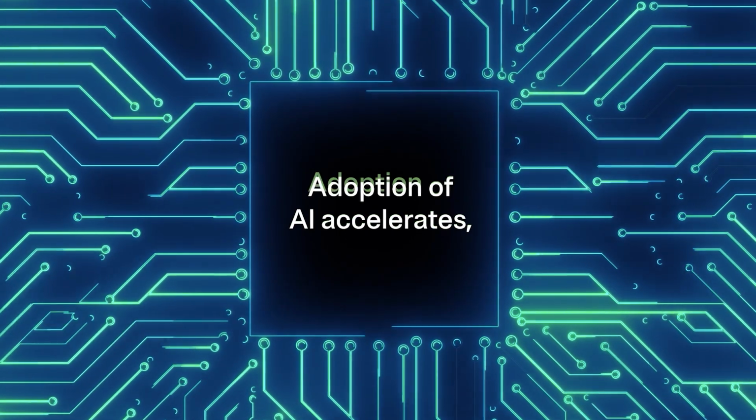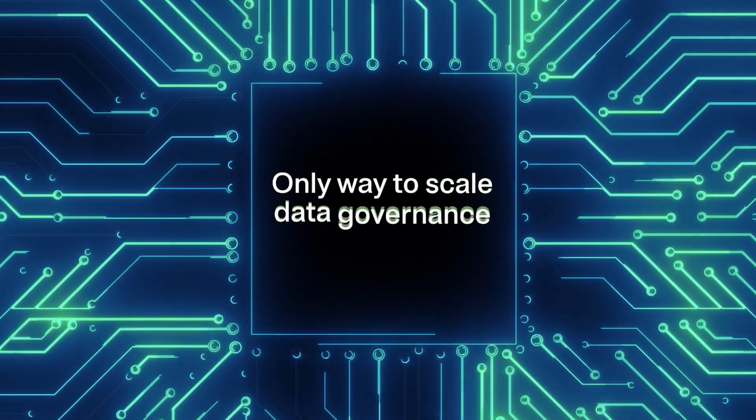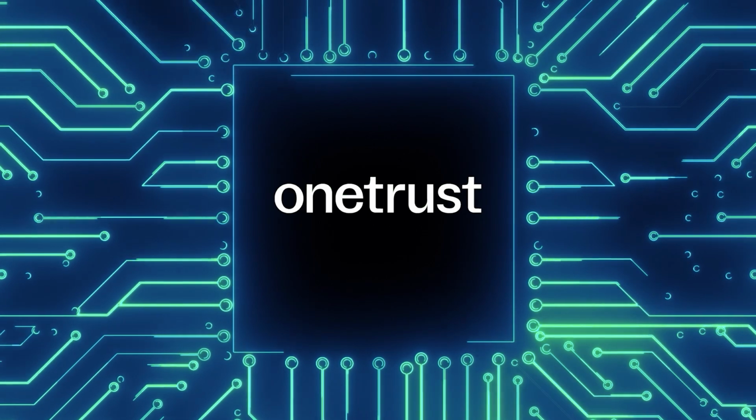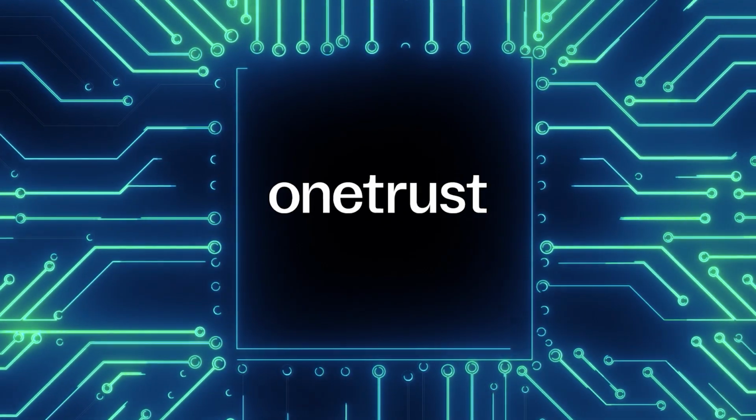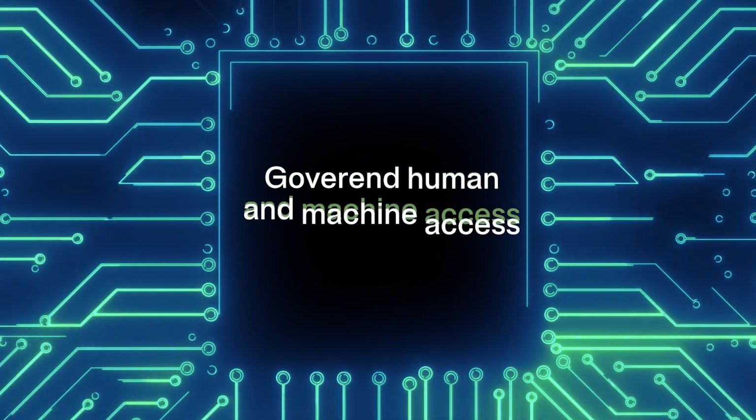As adoption of AI accelerates, automation is the only way to scale data governance. OneTrust turns your policies into real-time, enforceable action for both human and machine access.